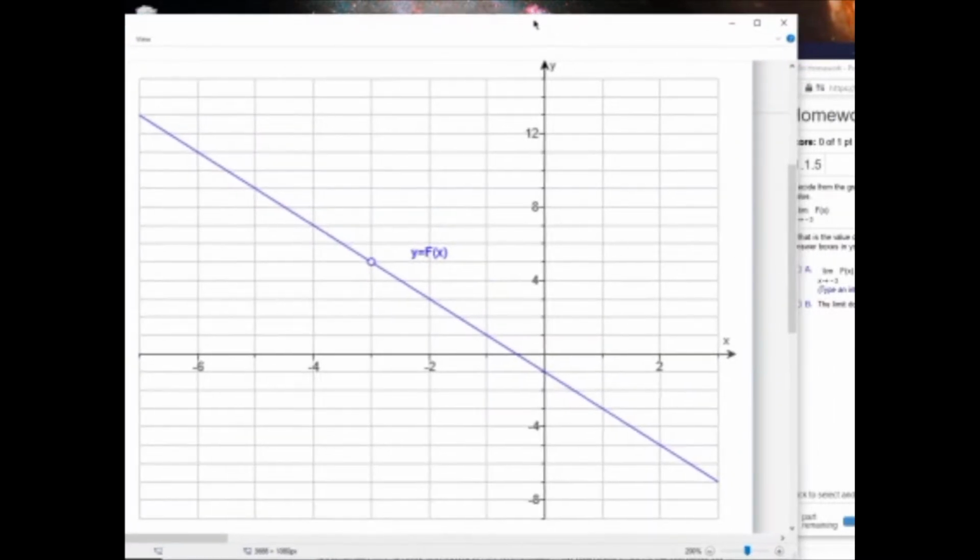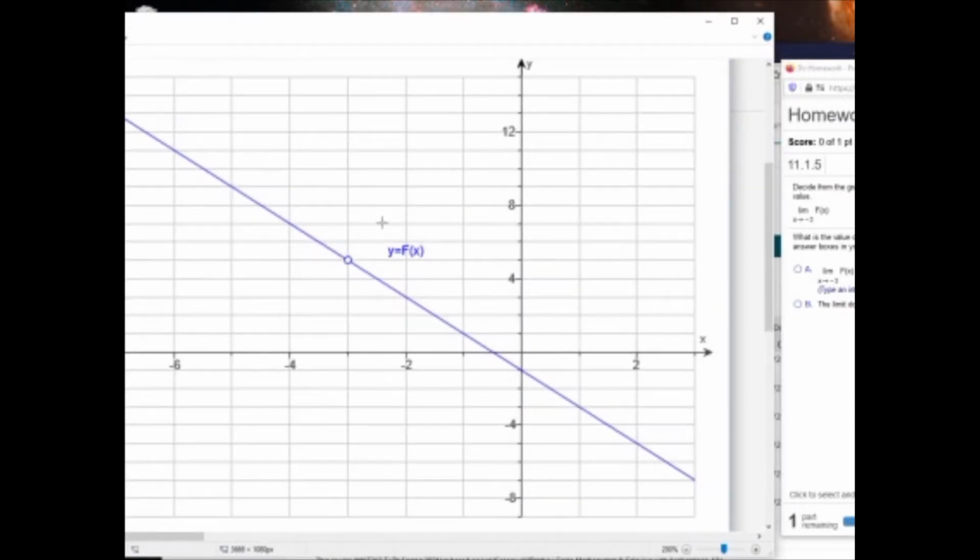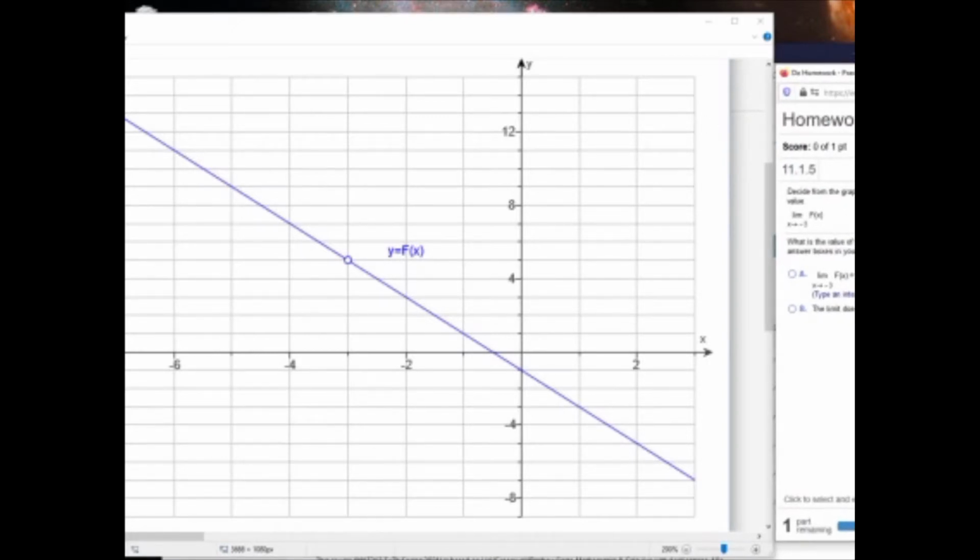Another point I want to make here is that the limit always exists at holes, and we'll get into a little bit more about where the limit does and does not exist, but the limit does always exist at a hole. So they're asking us here, what is the limit of this function as we approach minus 3? Notice minus 3 has no superscript, so this is a two-sided limit. So we're going to approach minus 3 from the left and the right.